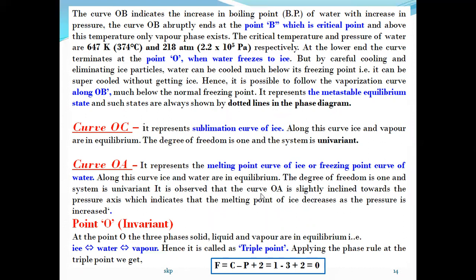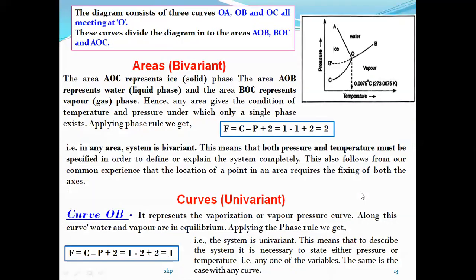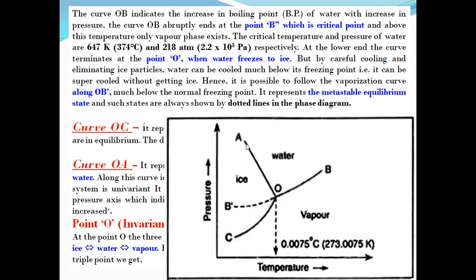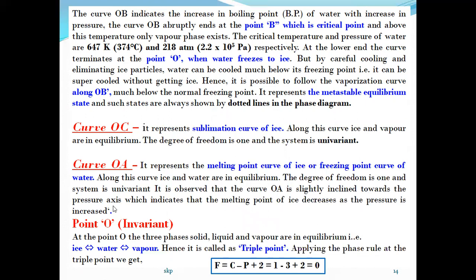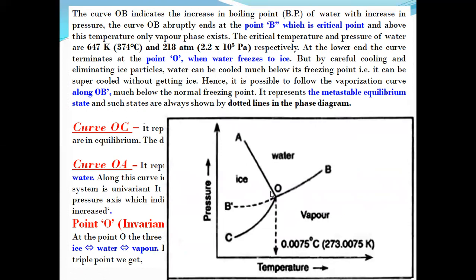It is observed that the curve OA is slightly inclined. Though it is a straight line, it is slightly slanted. So it indicates that the melting point of ice decreases as the pressure is increased. The line OA is slanting towards the pressure axis, so as the pressure increases, the melting point of ice, that is the temperature, will decrease.